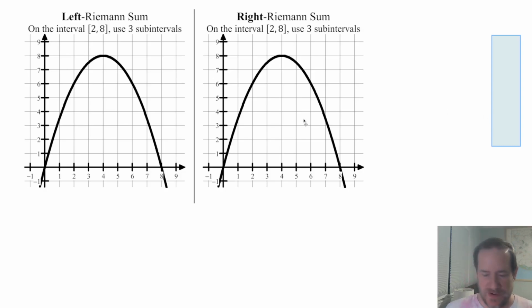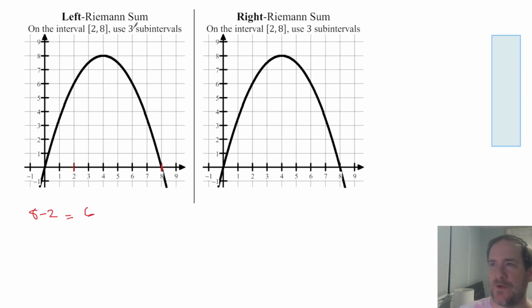But it says here that what we're after is the area of this region on the interval from 2 to 8. So if you mark 2 to 8, then from 2 to 8, that's a total horizontal change of 6. You can of course find that by just doing 8 minus 2. That tells you the total horizontal change is 6.